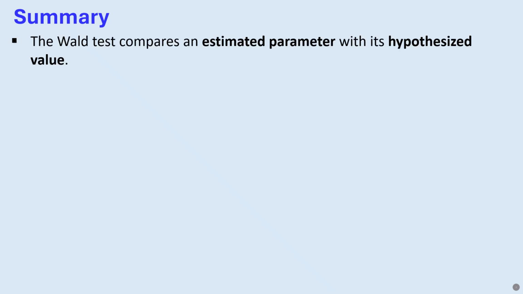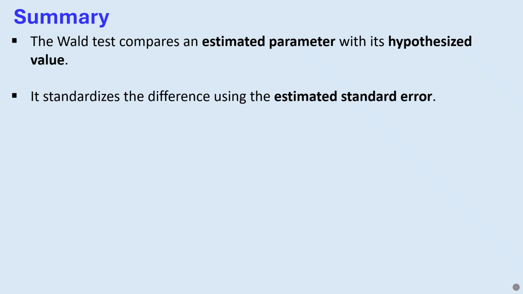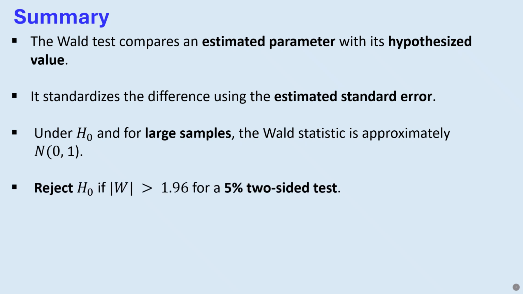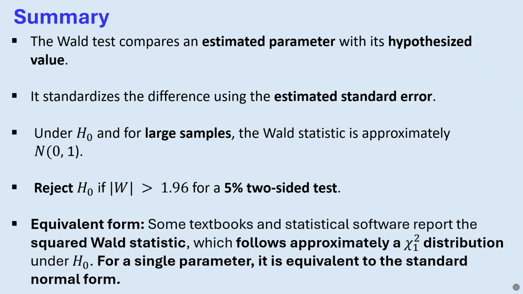Let's summarize the key ideas from this lecture. The Wald test compares an estimated parameter with its hypothesized value. It then standardizes the difference by dividing it by the estimated standard error. This allows us to measure how far the estimate is from the hypothesized value in units of standard error. Under the null hypothesis, and for large samples, the Wald statistic is approximately standard normal. Therefore, for a 5% two-sided test, we reject the null hypothesis whenever the absolute value of the Wald statistic is greater than 1.96. Finally, you may notice that some textbooks and statistical software report the squared Wald statistic instead.